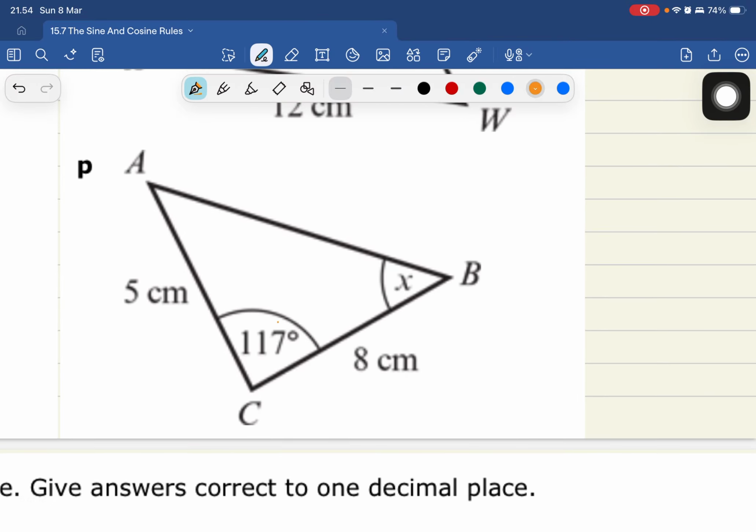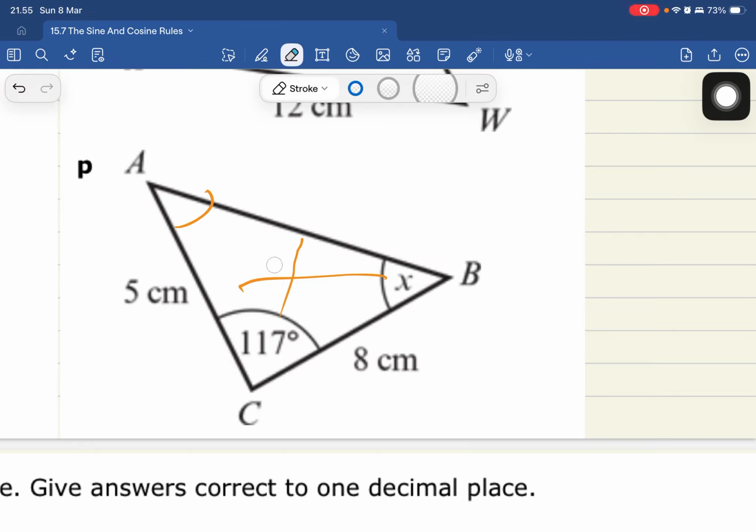Okay, we need to find this angle again. Yeah, P. So this is 5, 8, we don't know yet. Okay, so yeah, let us find this angle first.